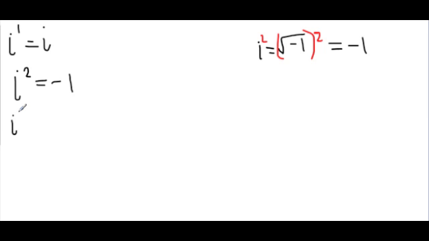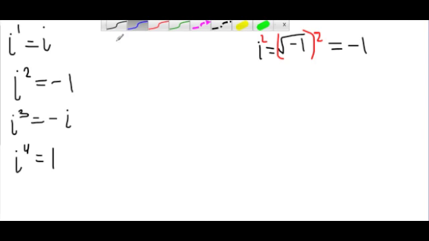i cubed can be written as i squared times i to the first. That's -1 times i, that's -i. And i to the fourth is i squared times i squared, and -1 times -1 is just 1. Let's continue on with some other powers of i.